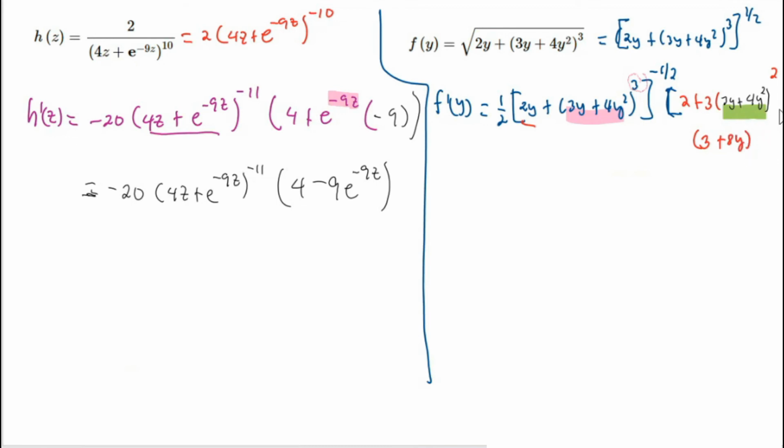All right, so rewriting that one now, we can write f prime of y is equal to, I'll copy this one, 1/2 times the radicand itself, (2y + (3y + 4y²)³), with an exponent of negative 1/2. And then simplify this one.